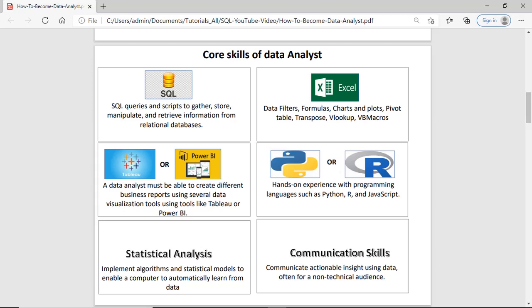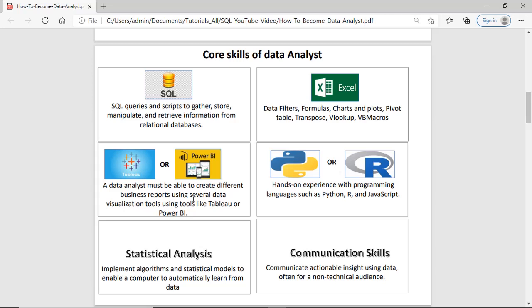Both are reporting tools and almost the same. If you learn one, then you can learn the other tool easily. And both are very powerful tools. But the question is, is knowledge of these tools a must? No. The answer is no. It depends on the company or industry demand.